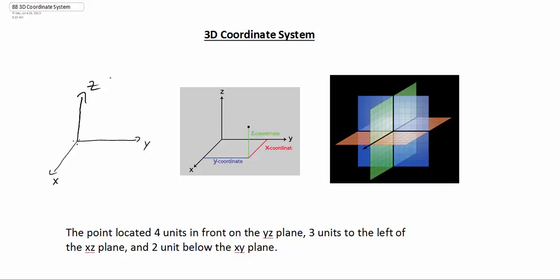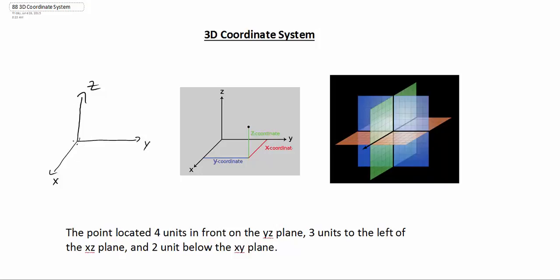up. And what you'll notice here is we can think of y and z as being flat, and the x-axis is coming out of the screen. And each one of these would be positive values. Coming out of the screen, x is positive, going to the right is positive, and going up is positive.